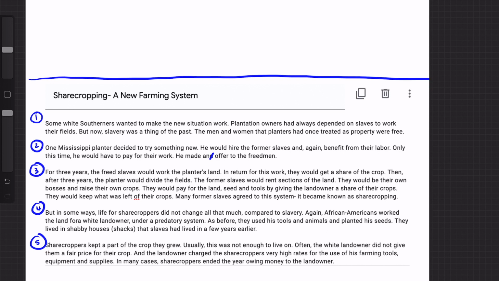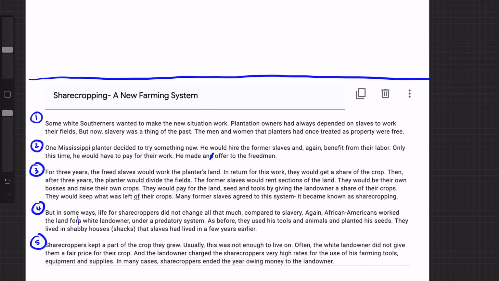Again, African Americans worked the land for a white landowner under a predatory system. As before, they used his tools, his animals, and planted his seeds. They lived in shabby houses or shacks that slaves had lived in a few years earlier. Sharecroppers kept a part of the crop they grew. Usually, this was not enough to live on. Often, the white landowner did not give them a fair price for their crop, and the landowner charged the sharecroppers very high rates for the use of his farming tools, equipment, and supplies. In many cases, sharecroppers ended the year owing money to the landowner.